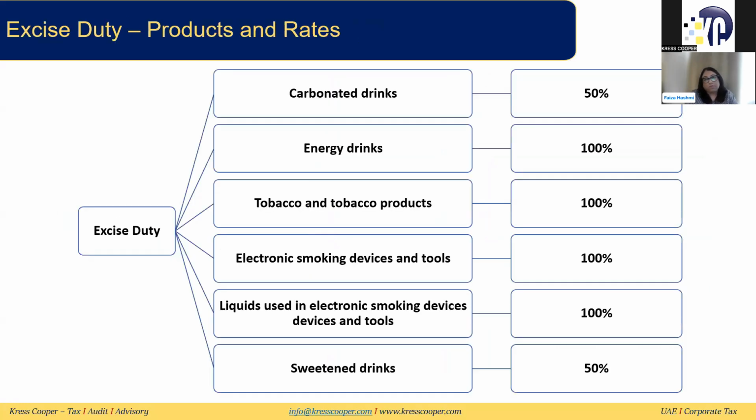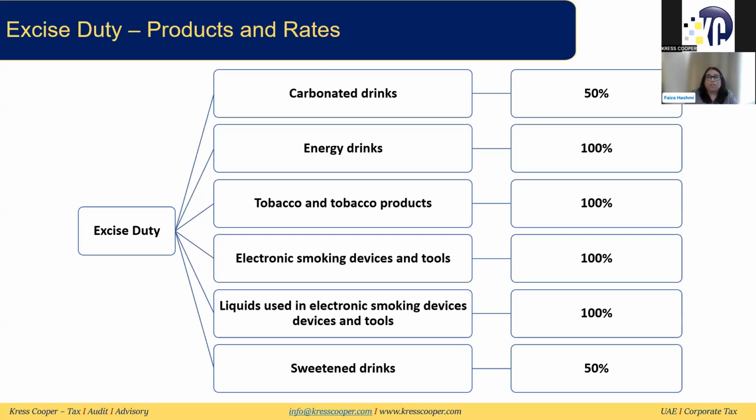In the last webinar, we discussed what the products were. The excisable products at the moment in the UAE that are considered for excise duty are carbonated drinks, energy drinks, tobacco and tobacco products, electronic smoking devices and tools, the liquid which is used in the electronic smoking devices and tools, and sweetened drinks. There are different rates we had discussed that are associated with each category.